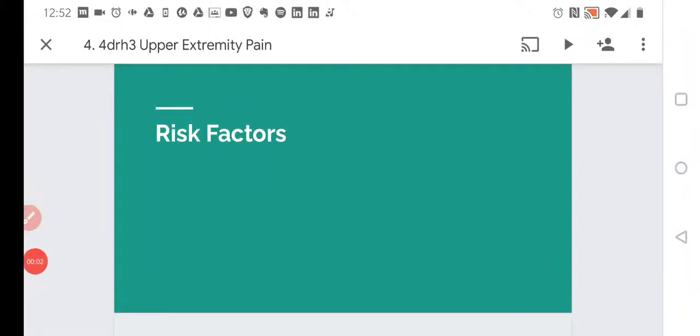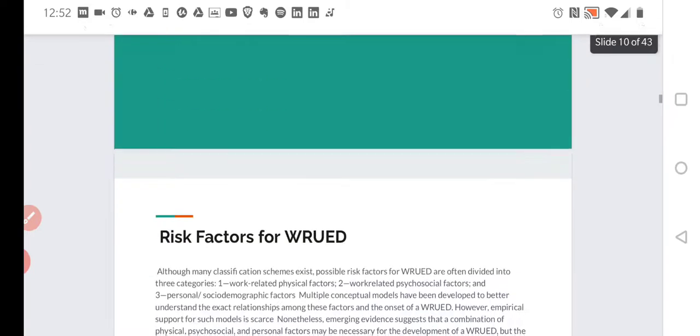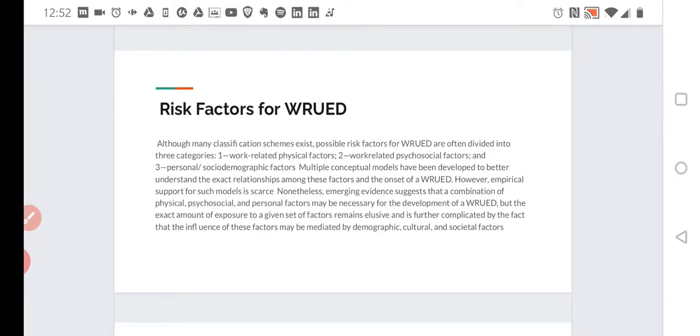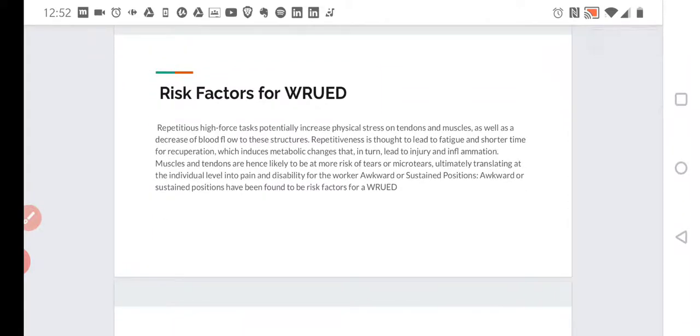What are the risk factors for the disorders of the upper extremity related to the work, to the occupation? Although many classifications exist, risk factors are divided into three main categories: work-related physical, work-related psychosocial, and personal, socio-economic factors. Multiple conceptual models have been developed to better understand the relationship between this disease and the risk factors. And a lot of different factors were taken into consideration.